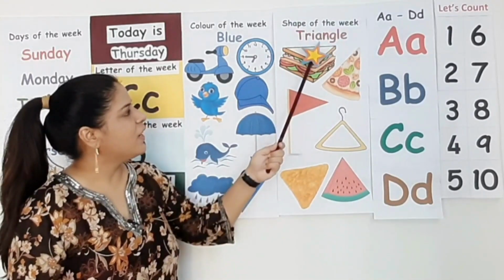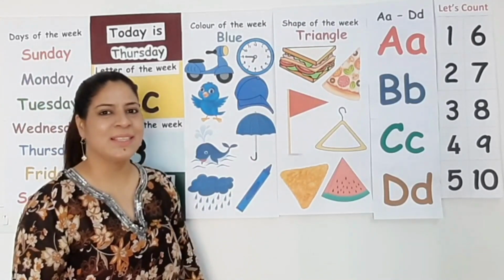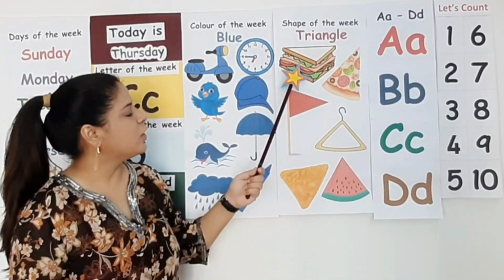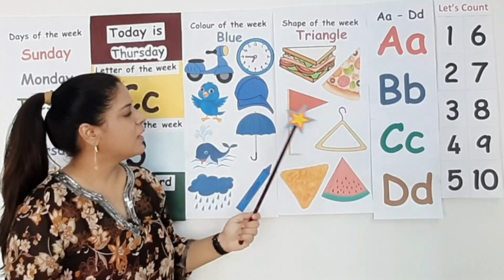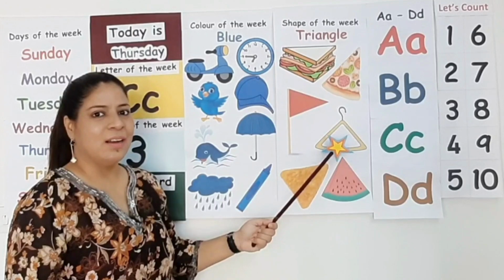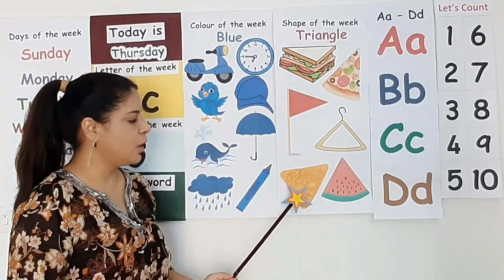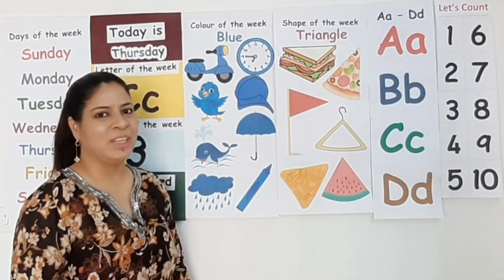Shape of the week is triangle. A triangle is a three-sided shape. Now let's see the pictures. Triangle shaped sandwich, triangle shaped pizza slice, triangle shaped flag, triangle shaped hanger, triangle shaped tortilla chip, triangle shaped watermelon slice.